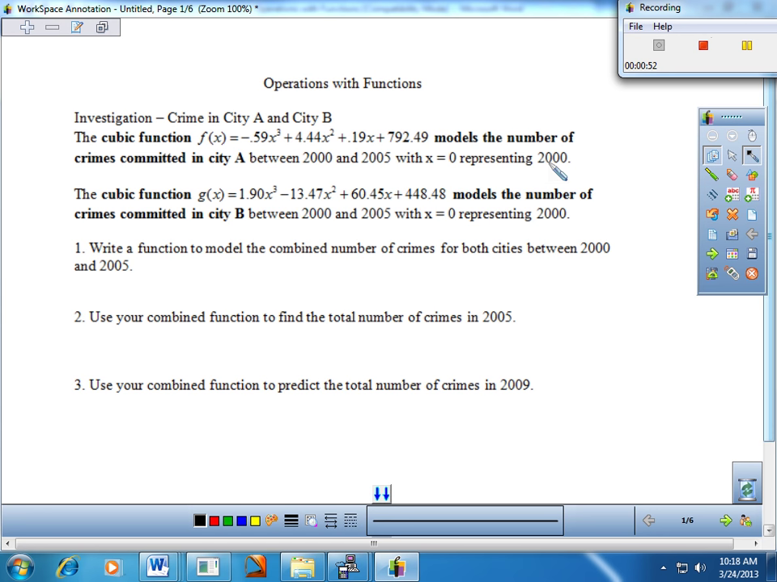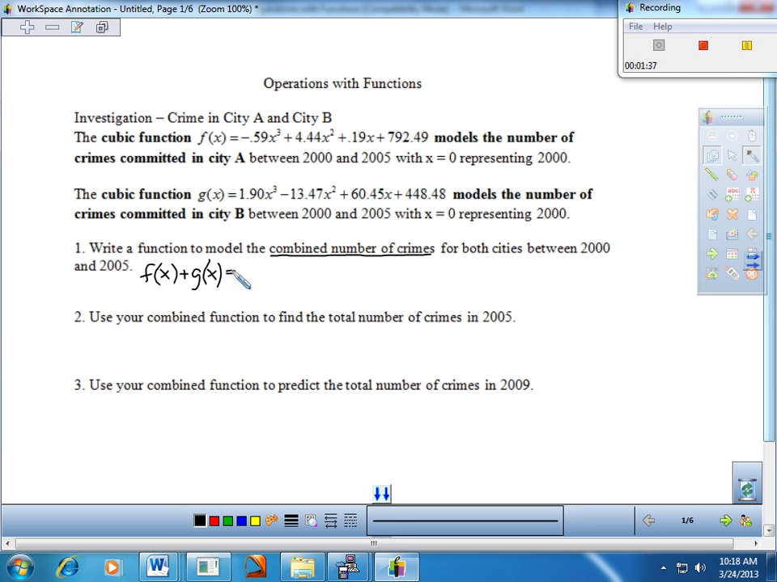Well, here we go. Number 1, write a function to model the combined number of crimes for both cities between 2000 and 2005. So in this case, we have the crimes in city A and the crimes in city B. How can I mathematically define the crimes in both cities? What would I do to those 2 original functions? And I am hoping you would be in agreement that we would essentially add them together. Here are the crimes in city A. If I add the crimes in city B, I get a new function that would describe the combined number of crimes in both cities.